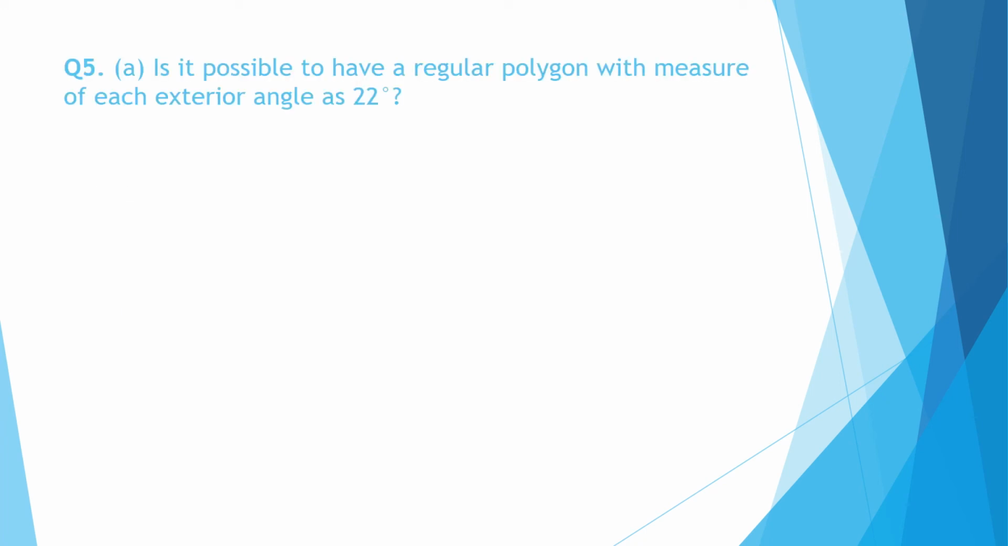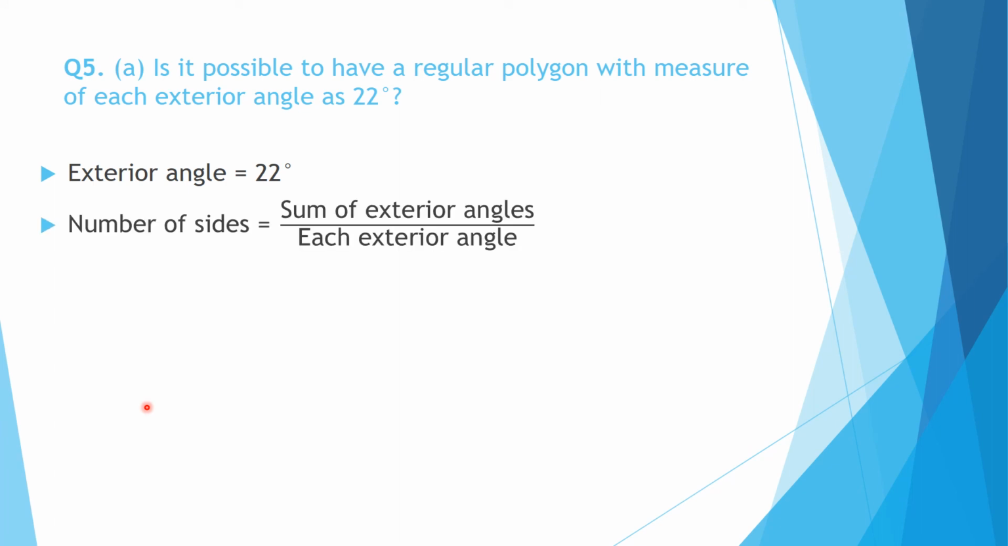Question number 5 said, is it possible to have a regular polygon with measure of each exterior angle as 22 degree? He is asking कि क्या ये possible भी है एक ऐसा polygon जिसका measure each exterior angle का 22 degree है. So exterior angle अगर 22 degree है तो number of sides is having this formula, sum of all angles and divided by each exterior angle.